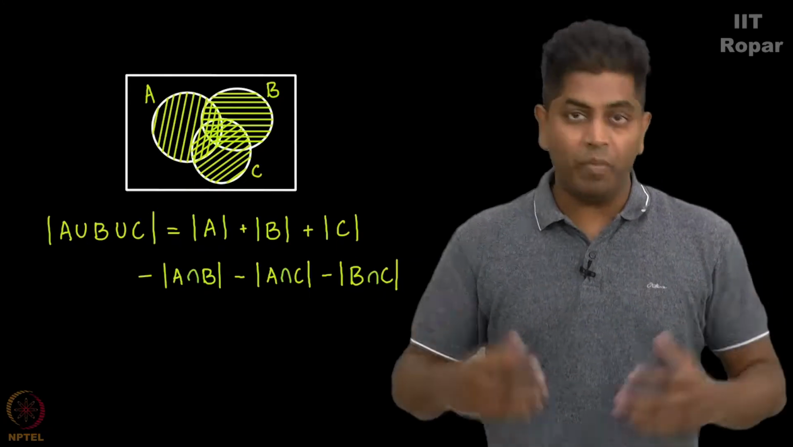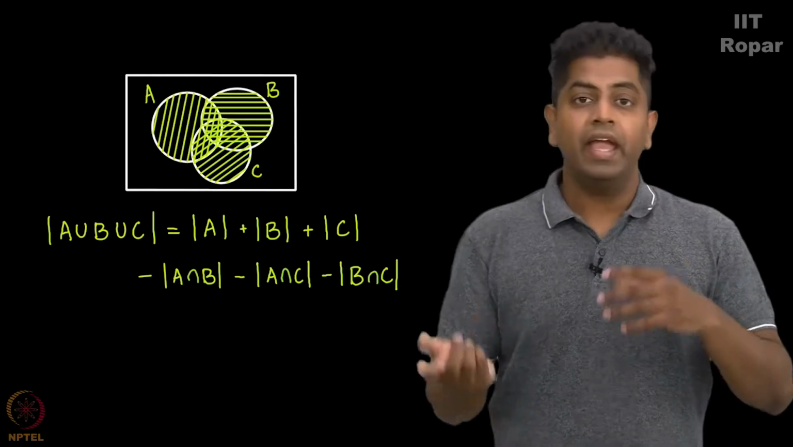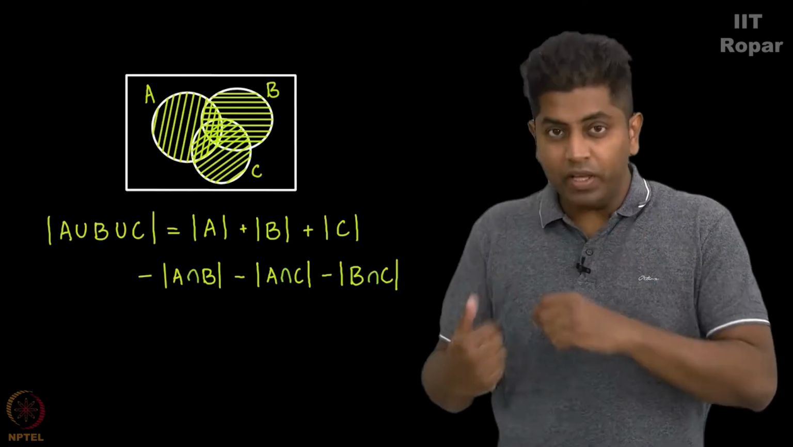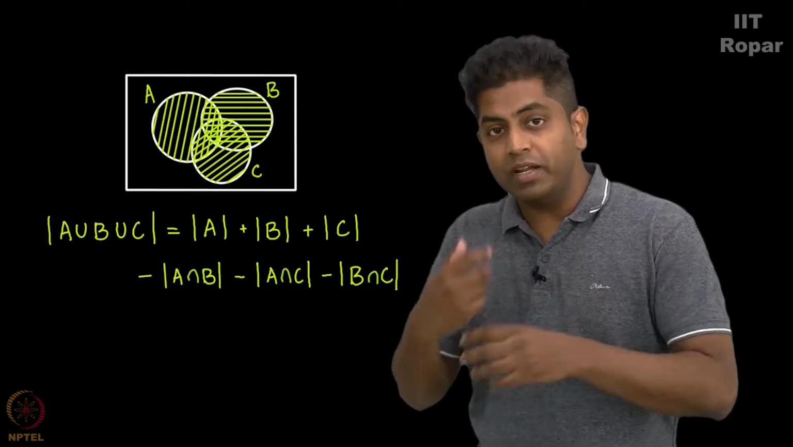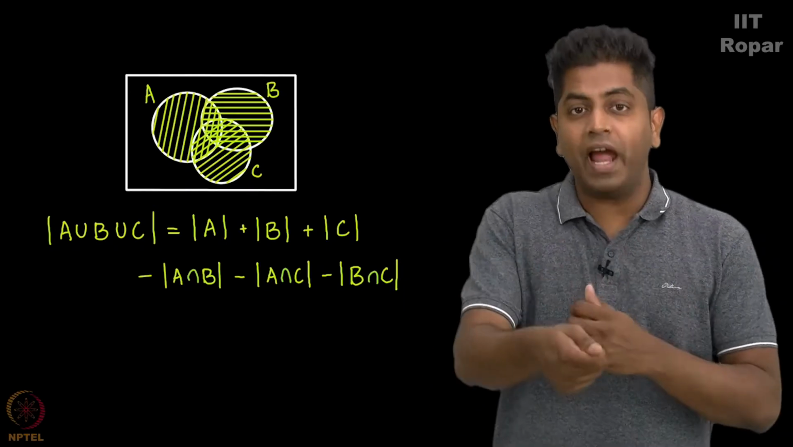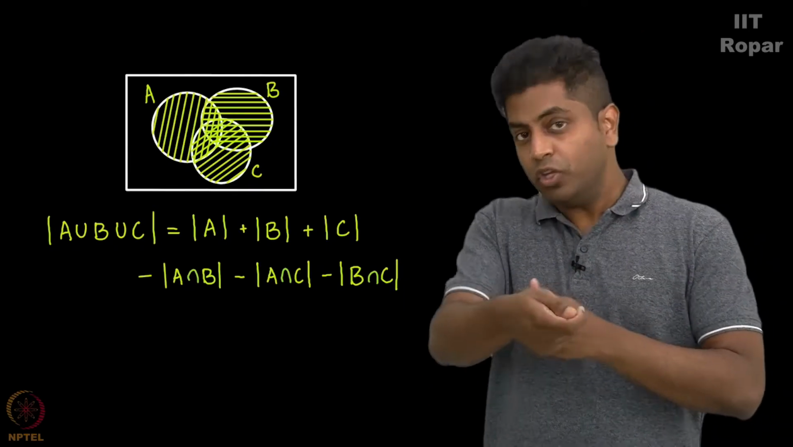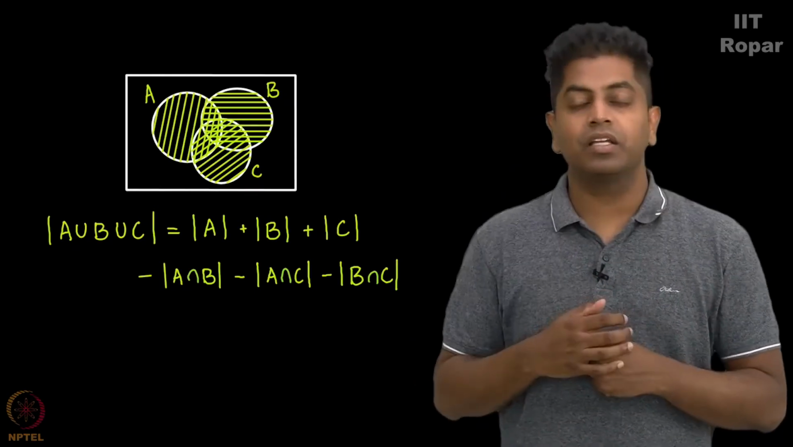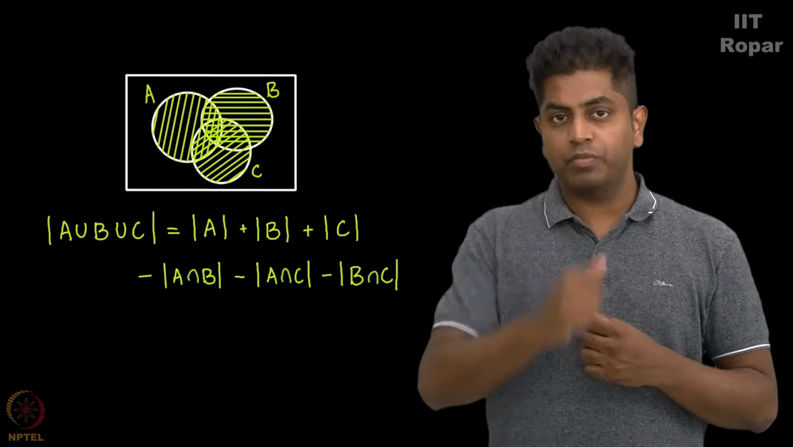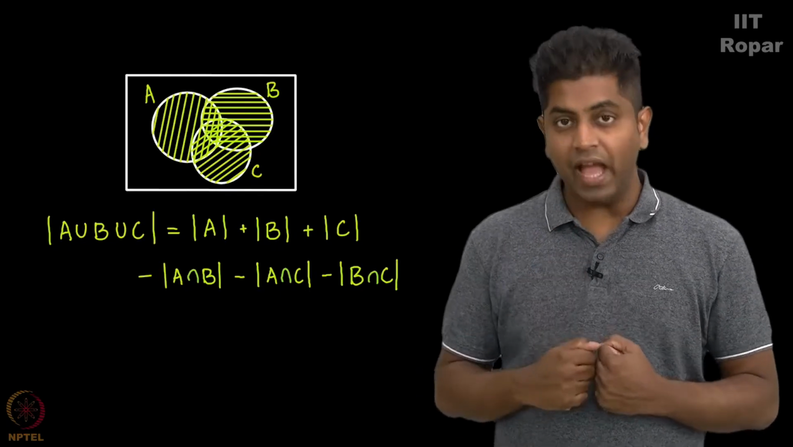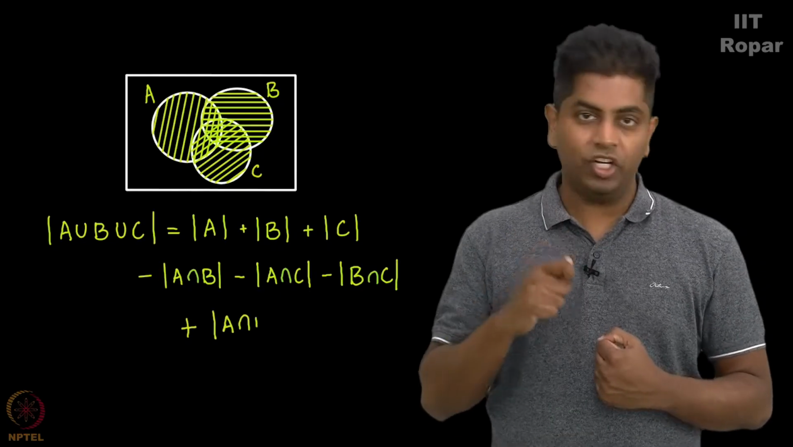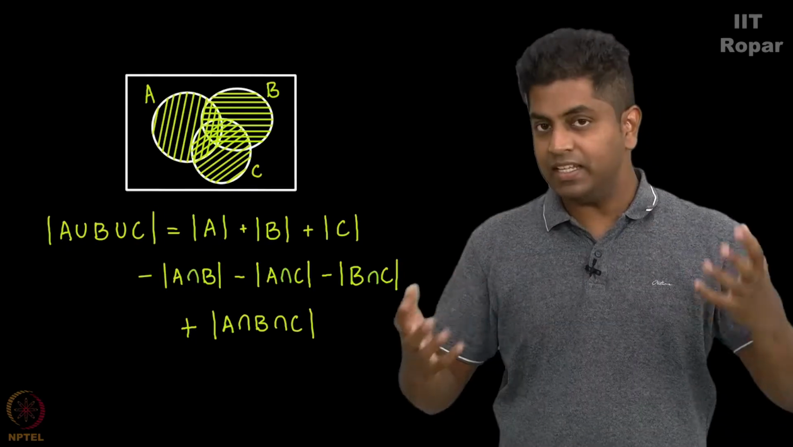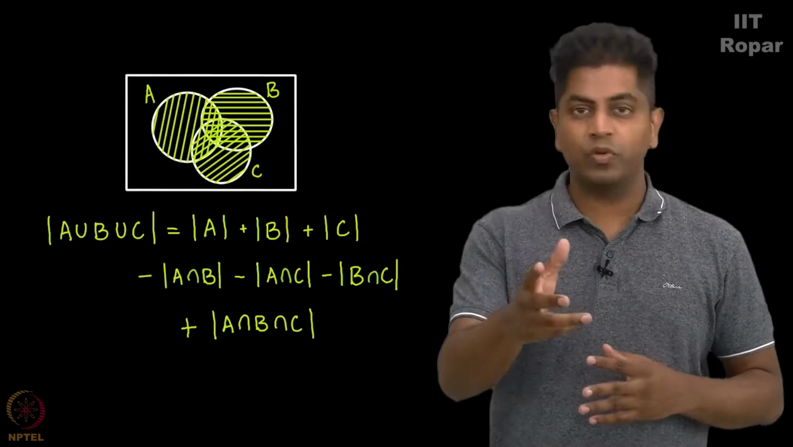And then you will say, oh my God, wait a minute. In the pretext of removing some elements, I have over removed. You see, initially you over added. To compensate, you removed. Now you over removed. To compensate, you have to add something. What should you add? A bit of observation tells you that you must add A intersection B intersection C. Let us see this with a few examples so that it becomes very clear to all of us.